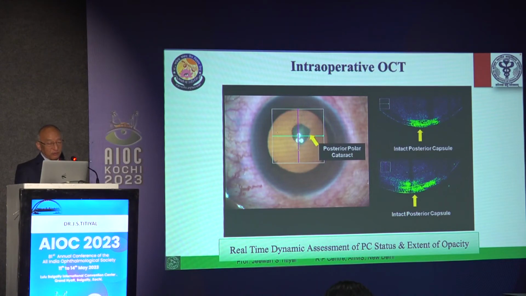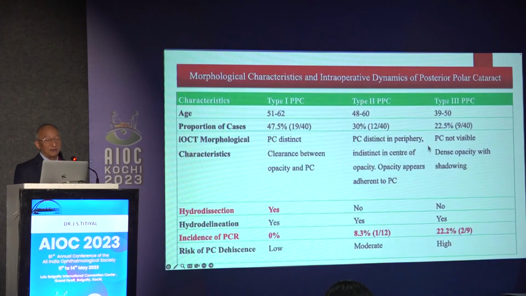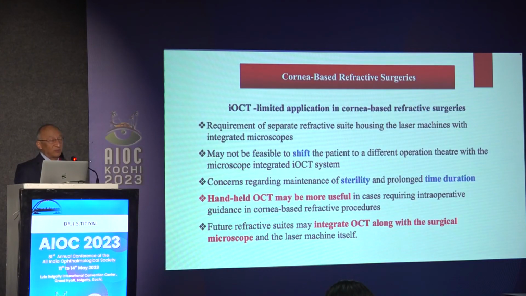This is the picture you used to see, the section of the posterior polar cataract. But if you do a hydro, you're not sure how much hydro you have done. This is the image you'll see here. This is the endonucleus. This is the fluid. This is the epicortical cushion. So you can titrate what is happening. At this stage, you can see the posterior capsule also and manage your case accordingly. So that's the beauty of a section of the tissue during your surgery and the implication of each step of your surgery.